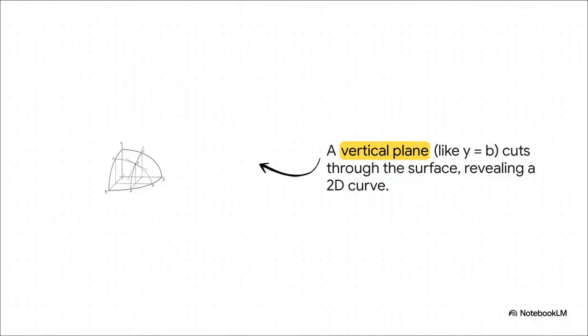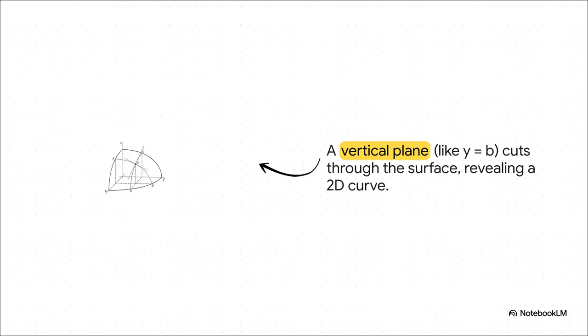And here you can see exactly what I'm talking about. See, what we're doing is we're locking one variable in place. Let's say we just fix y at some constant value, b. Bam! That creates this vertical wall that slices right through our shape. The curve we see on that wall is the trace. We've just turned a tough 3D problem into a much simpler 2D one, just figuring out the shape of that one curve.